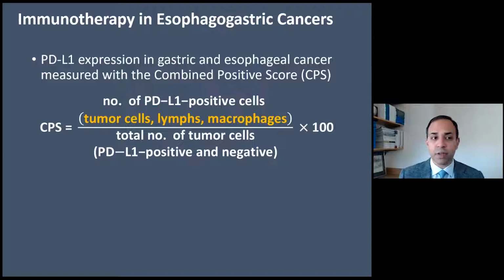The second predictive biomarker in gastric cancer is PD-L1. In gastric and esophageal cancers, PD-L1 expression is measured with the metric known as the combined positive score, or CPS. This differs from the tumor proportion score, or TPS, used in some other cancers, such as lung cancer. With the TPS, only positive staining in tumor cells is measured, while with CPS, PD-L1 staining on both tumor cells and certain tumor-infiltrating immune cells, namely lymphocytes and macrophages, are incorporated into the score.